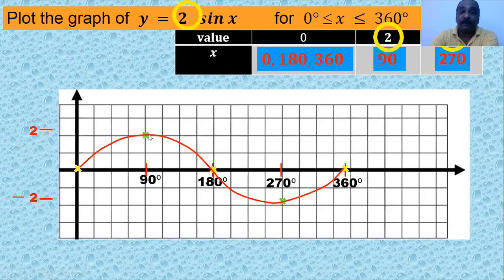And the maximum point will be at 90 degree. It's a positive 2 value. The minimum point will be at 270 dekat negative 2 value. That's how you plot. Once you've plotted the graph, then don't forget to label the graph. Oh, this graph representing y equals 2 sin x. Kena labelkan ini. Okay, y equals 2 sin x.